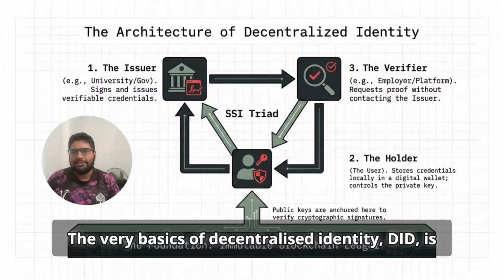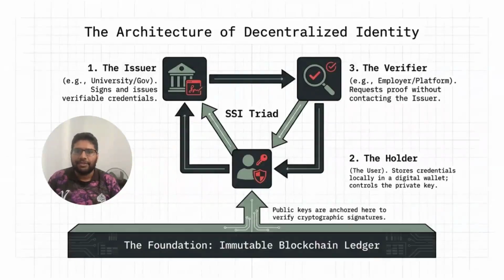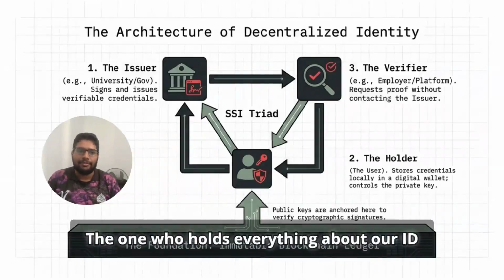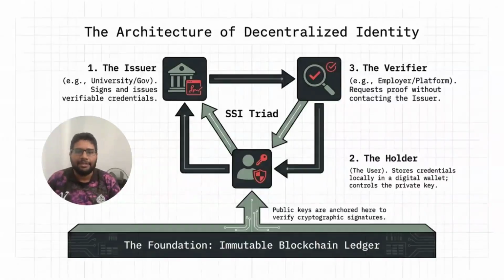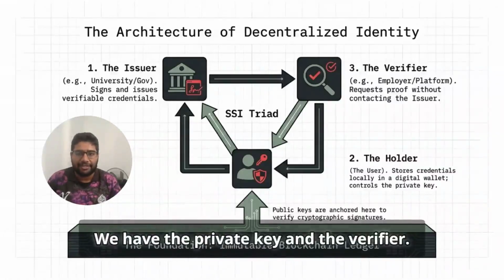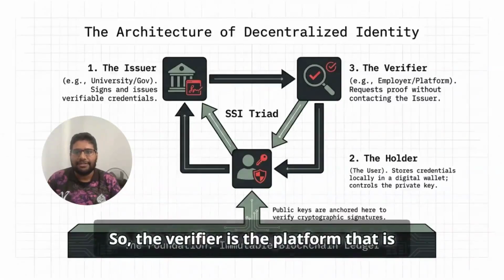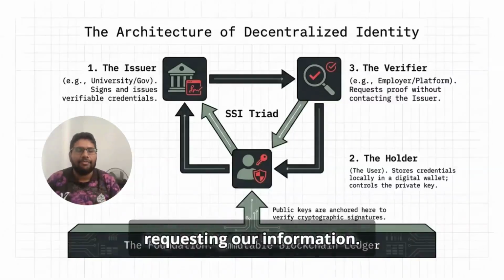The very basics of decentralized identity (DID) is the issuer, the holder, and the verifier. So who's the issuer? The one who holds everything about our ID, which is the government. Who is the holder? We are the holder. We have the private key. And the verifier is the platform that is requesting our information.